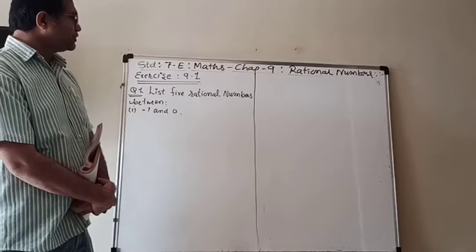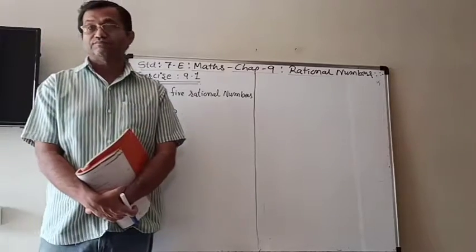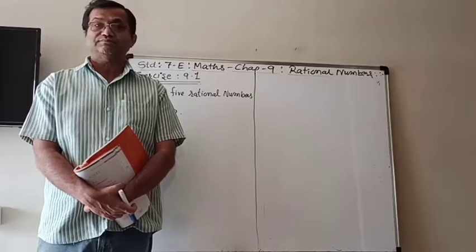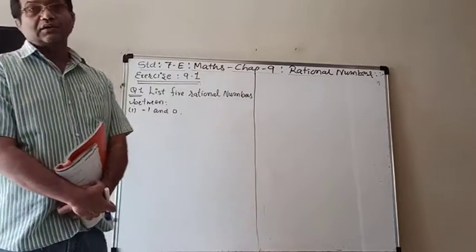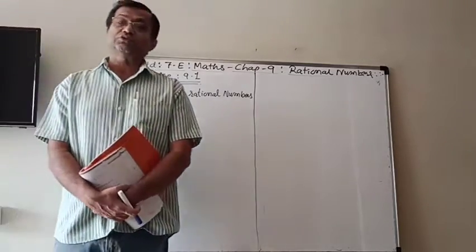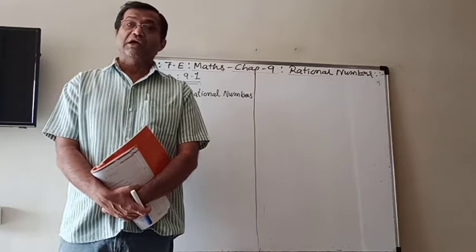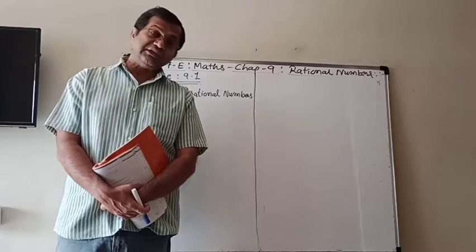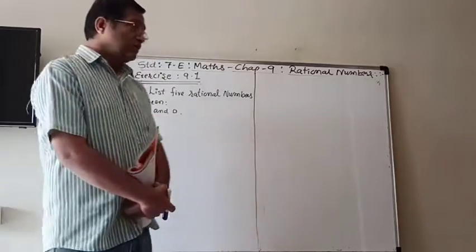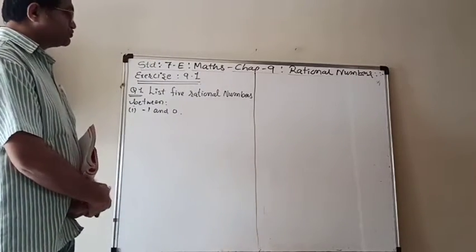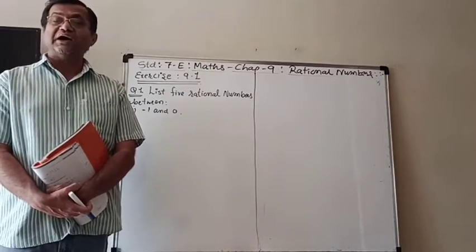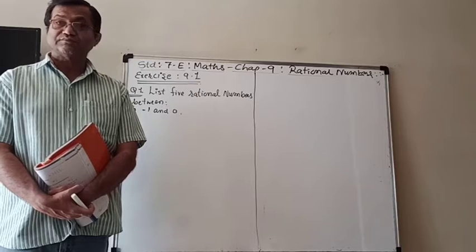List 5 rational numbers between. So there will be a set of 2 numbers given, and from that we have to find 5 rational numbers which lie between those 2 numbers. The first set is -1 and 0. Now -1 and 0 both are integers.